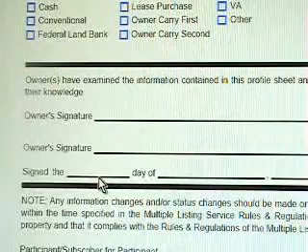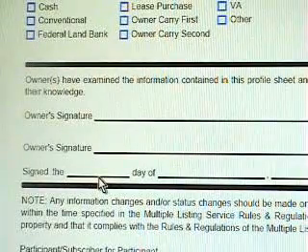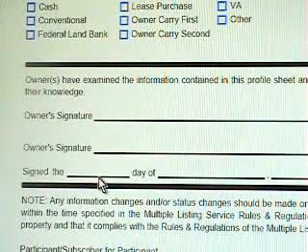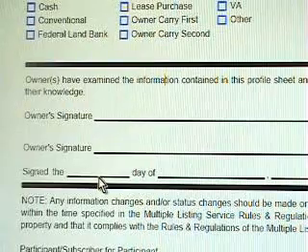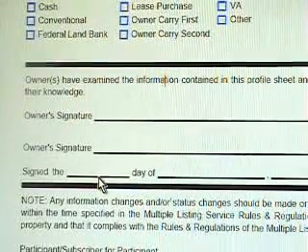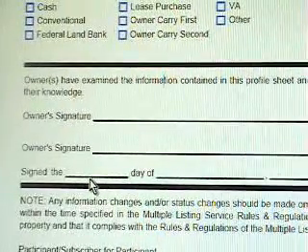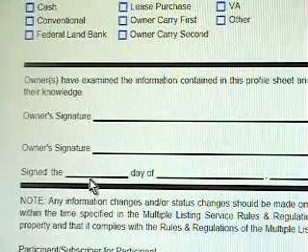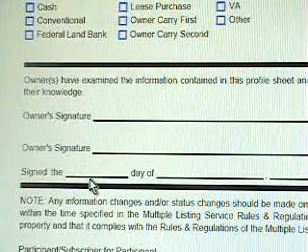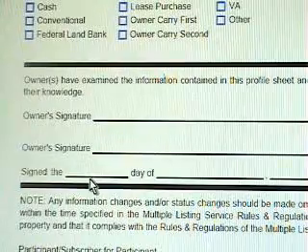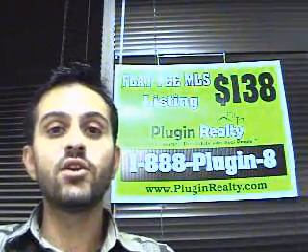Now that you have gone through and completed the features of your property, the owners will need to sign the bottom of page 8 and date it when they have completed this form. Now you are one step closer to getting your property listed and sold by providing this information to your listing broker.